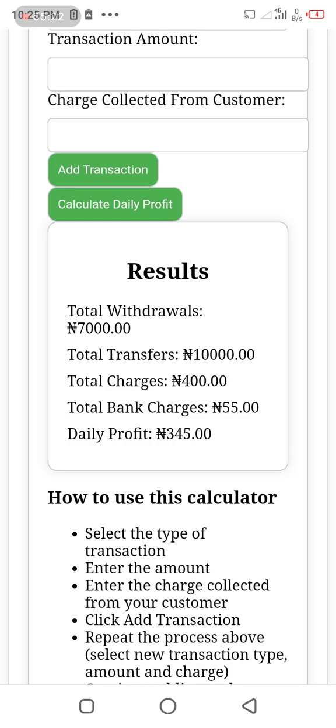Now the daily profit. The system will calculate the daily profit, which is the amount that actually belongs to the POS operator or the agent. So for you to get this total daily profit, it will have to subtract the bank charge or your POS provider charge. When you subtract it, it will give you the total profit that belongs to you.